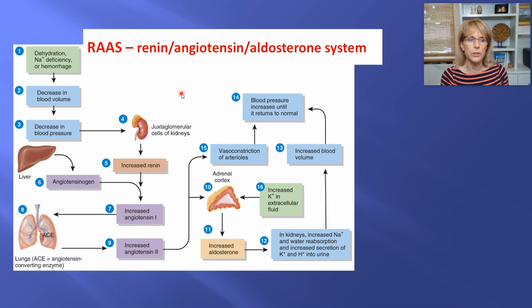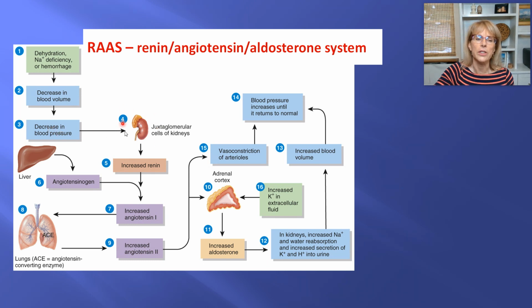So let's follow this beautiful pathway. This is taken from your textbook. If there is lowered blood pressure, and that lowered blood pressure could be because of dehydration, which would decrease blood volume, a sodium deficiency, we'll refer back to that when we get to the urinary system, or if there's hemorrhage. Those things will cause a decrease in blood volume, and that will decrease blood pressure because blood volume is one of the parameters of blood pressure, right?